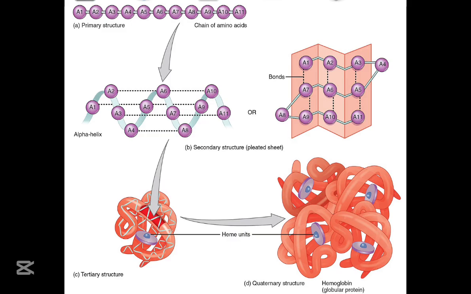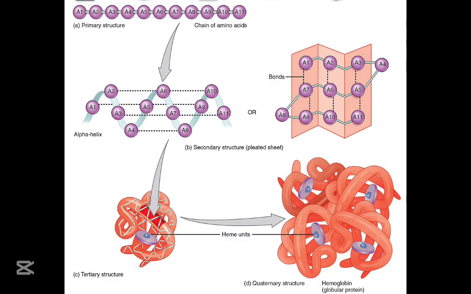So much going on. All right, so we've gone from a straight chain to coils and sheets to this complex 3D shape. Is that the final level? For some proteins, yes. But for others, there's one more level. Hit me with it. Quaternary structure. This is for proteins that are made up of multiple polypeptide chains.